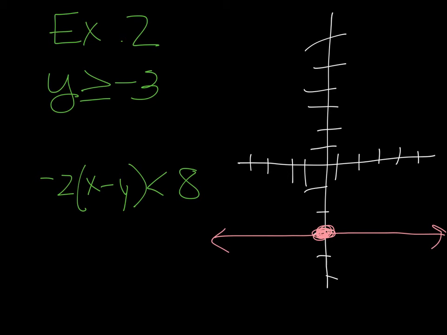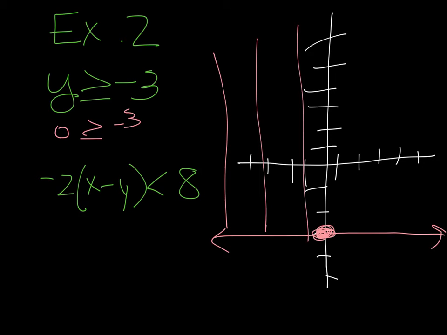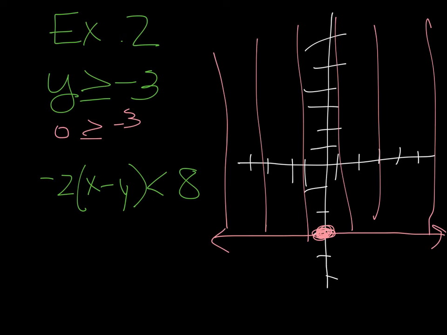I'm going to use my test point, 0, 0. Is 0 greater than or equal to -3? Yes. So I'm going to shade above the line. So those are my solutions for the first line. The second one, we got to do a little work for. So therefore, let's see, we have -2x plus 2y equals 8. So now it's ready for x and y-intercept.